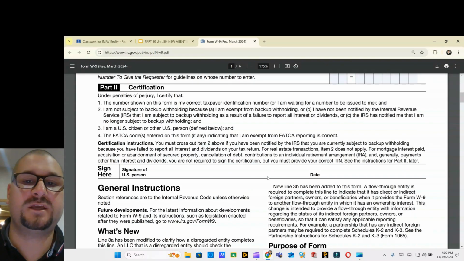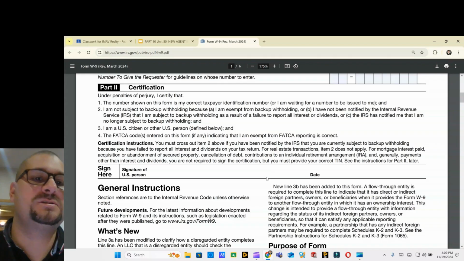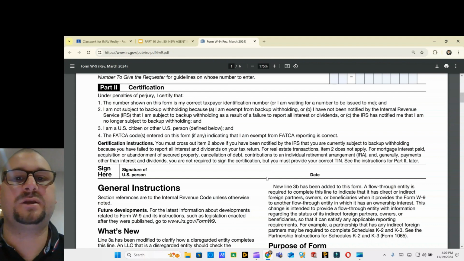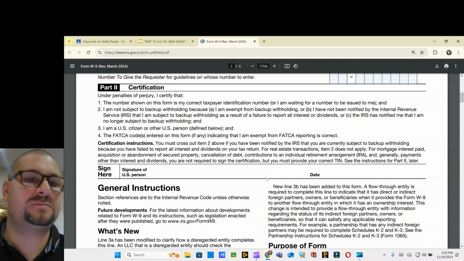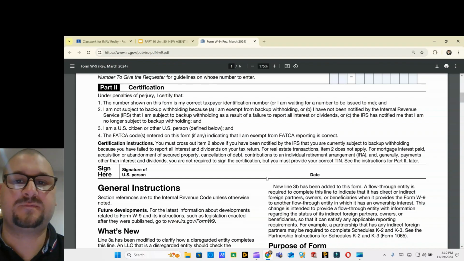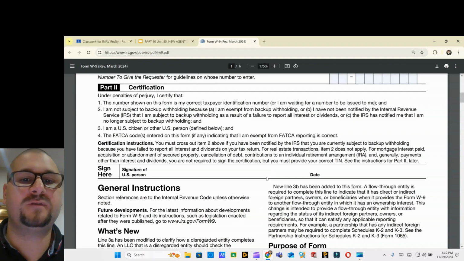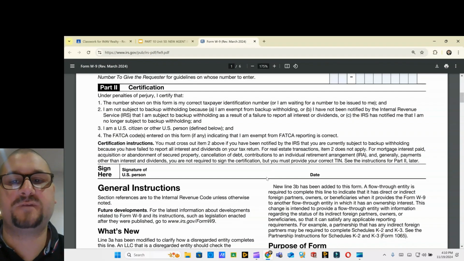Part 2, certification. Under penalties of perjury, I certify that: 1, the number shown on this form is my correct taxpayer identification number, or I am waiting for a number to be issued to me. 2, I am not subject to backup withholding because A, I am exempt from backup withholding. 3, I am a U.S. citizen. 4, the FATCA code entered on this form, if any, indicating that I am exempt from FATCA reporting is correct.